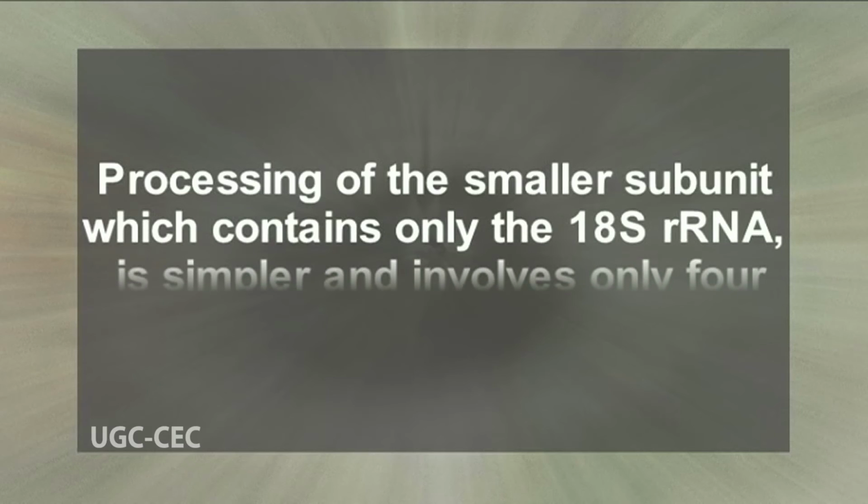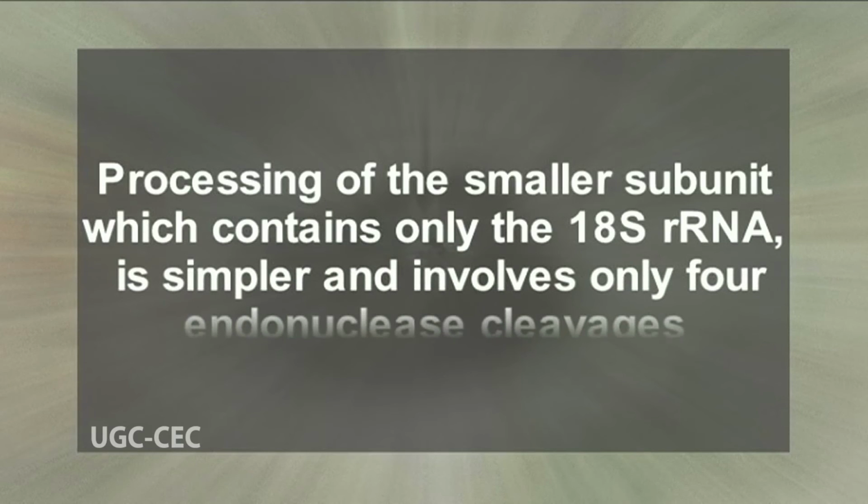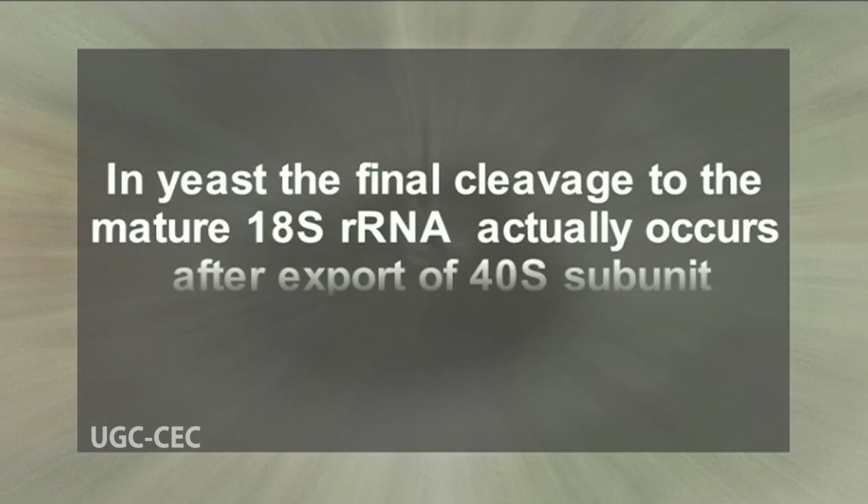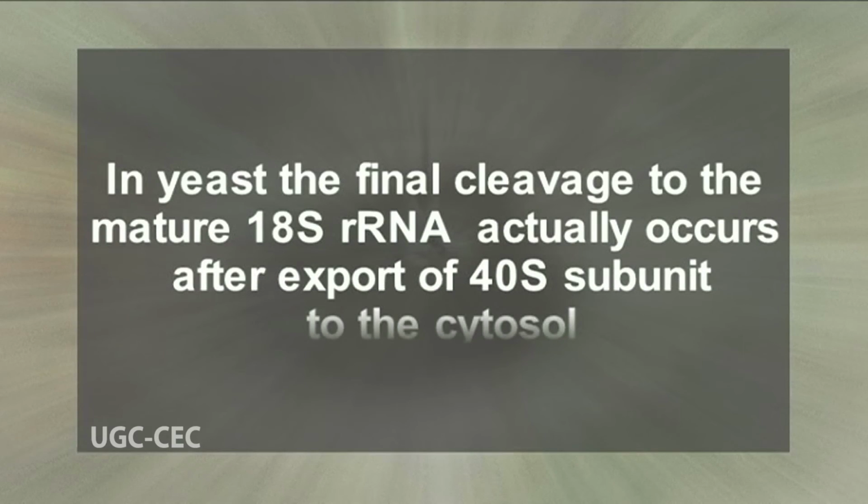Processing of the smaller subunit, which contains only the 18S rRNA, is simpler and involves only 4 endonuclease cleavages. In higher eukaryotes, this is completed within the nucleus, but in yeast, the final cleavage to the mature 18S rRNA actually occurs after export of the 40S subunit to the cytosol.